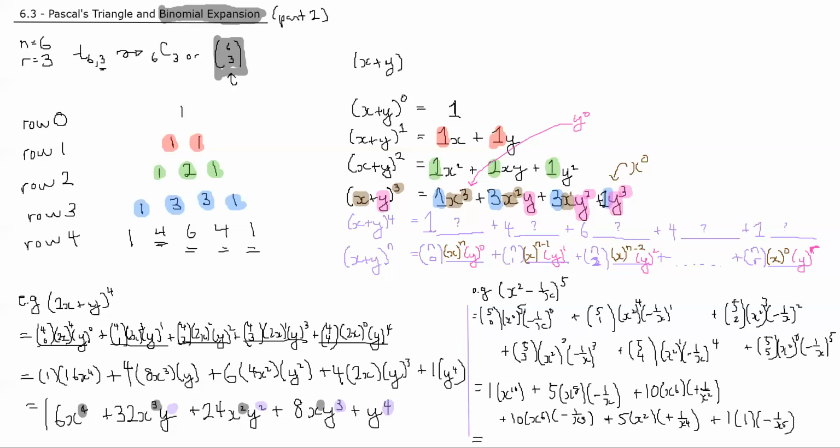Simplified, this is x to the power of 10 plus, nope, minus 5x to the power of 7 plus 10x to the power of 4 minus 10x to the power of 3 plus 5 divided by x squared minus 1 over x to the power of 5.